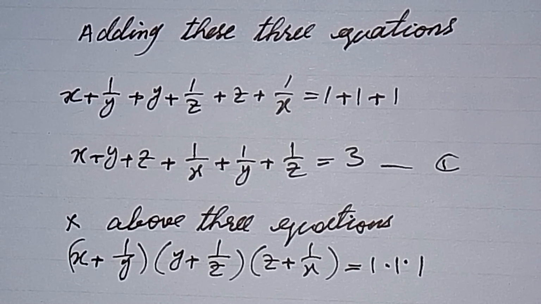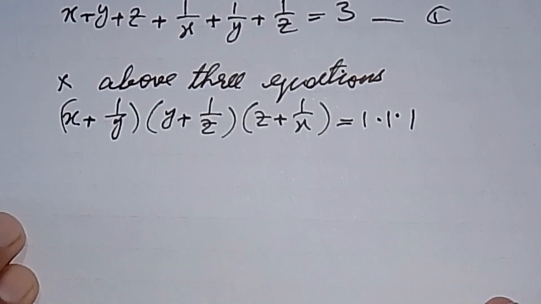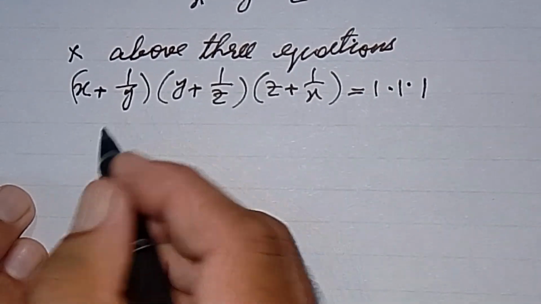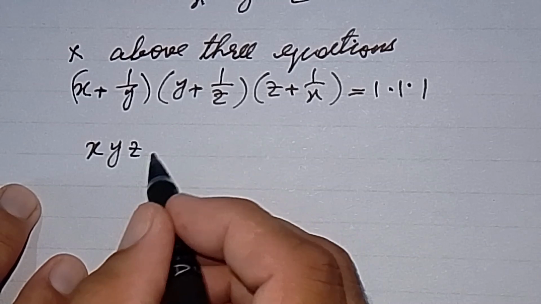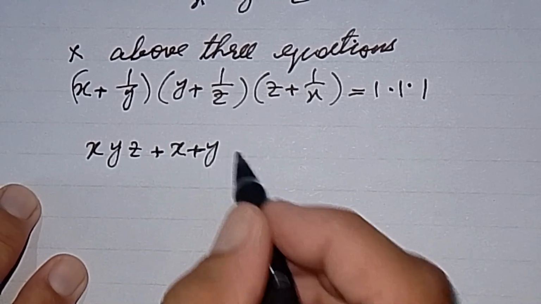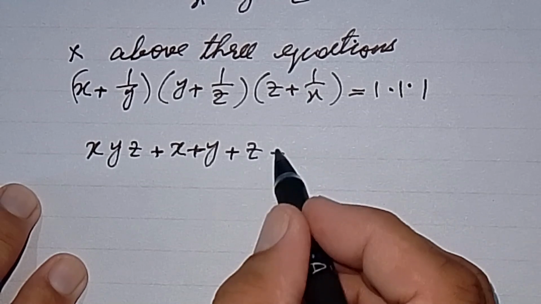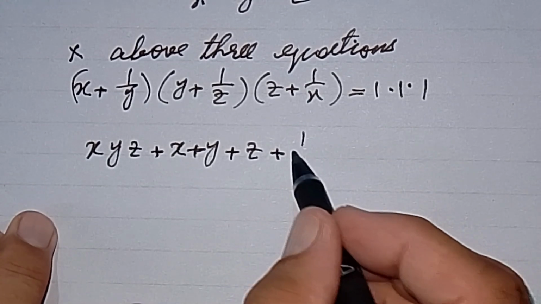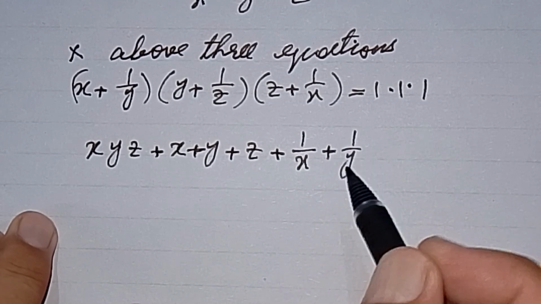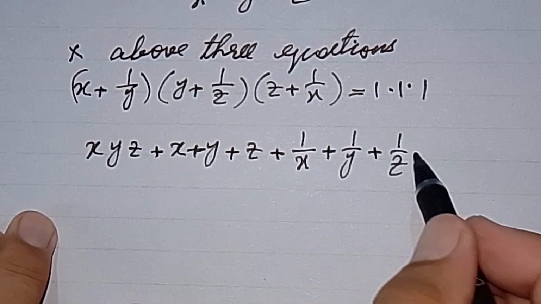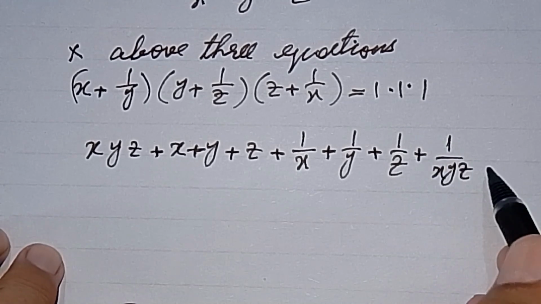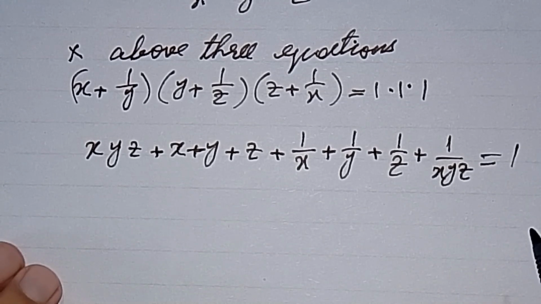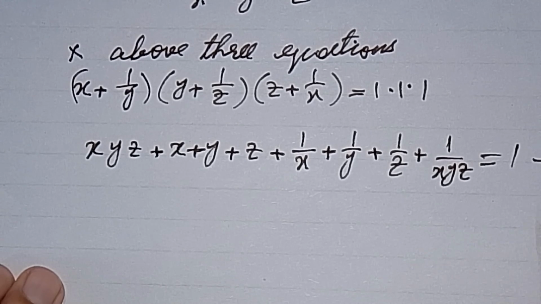Now multiplying these terms, xyz plus x plus y plus z plus 1 over x plus 1 over y plus 1 over z plus 1 over xyz is equal to 1. This is our equation 2.